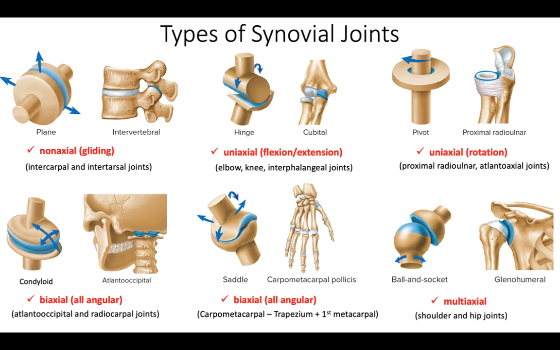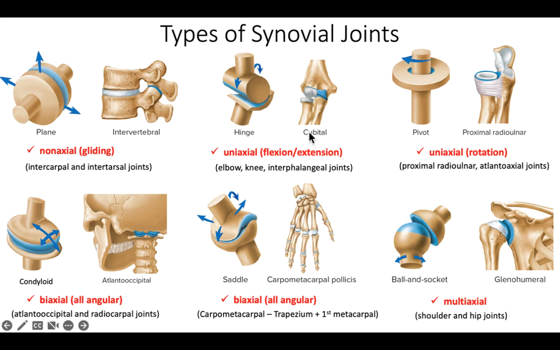There's no change in the angles, all right? So they just slide back and forth. And those are known as non-axial joints because there's no movement in a plane. They just slide back and forth.